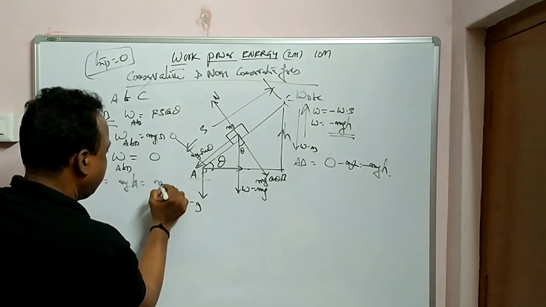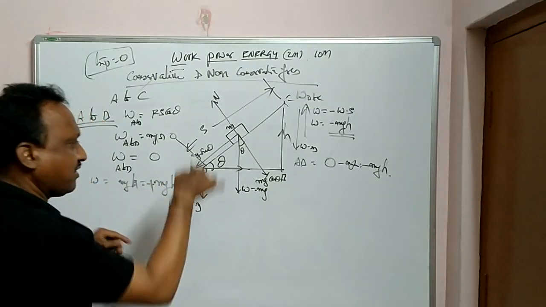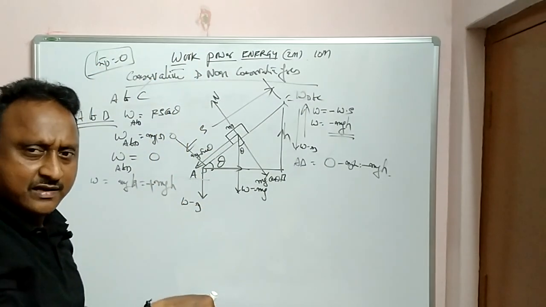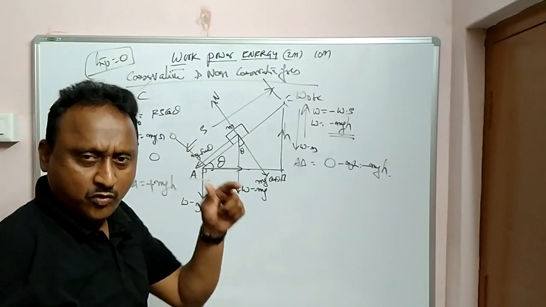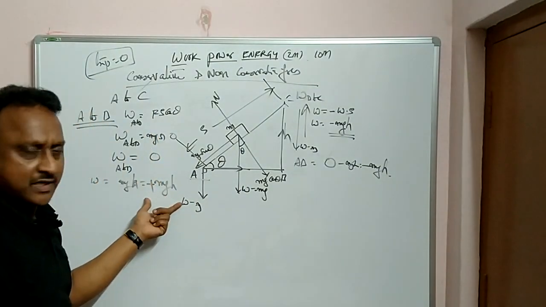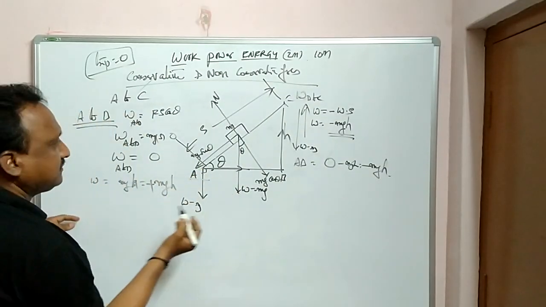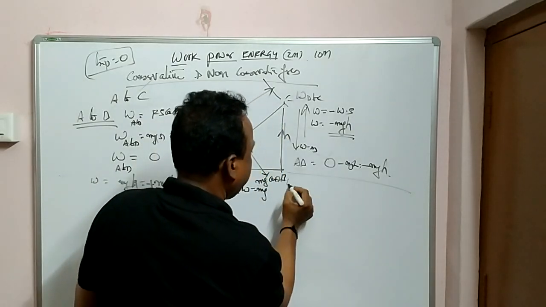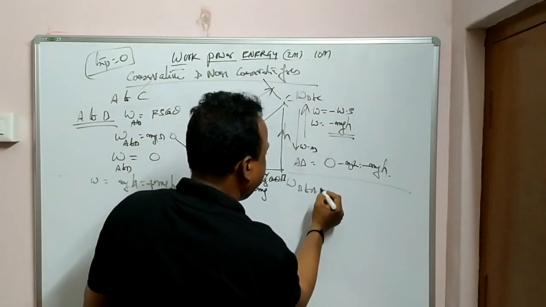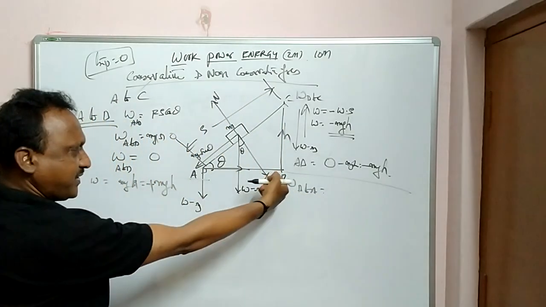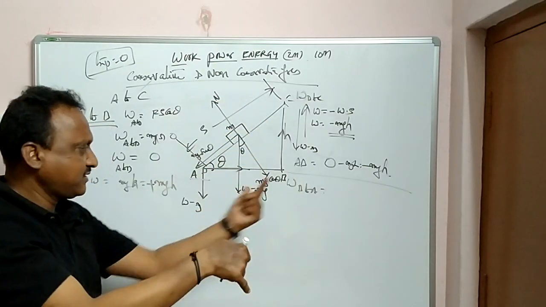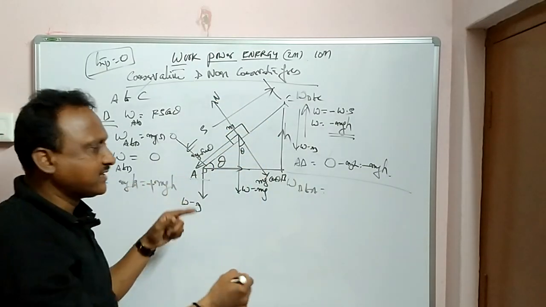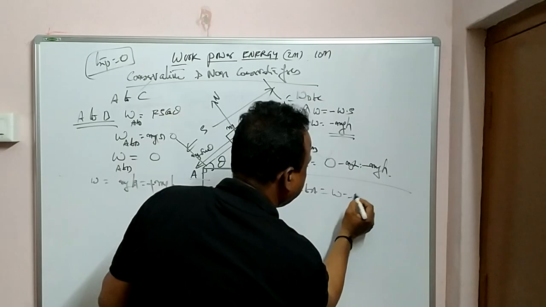Positive, that is mgh. This is positive because weight is in the downward direction, and displacement is also in the downward direction. Both are in the same direction, so positive. Now again from B to A, I'll write here, work done from B to A. Again if you see B to A, weight is acting downwards, the angle with displacement is 90 degrees. Again work done is equal to 0.